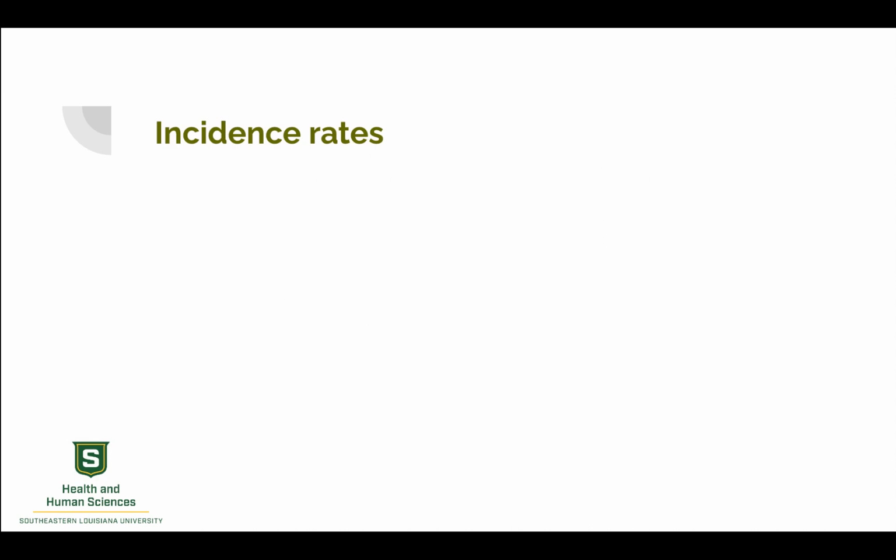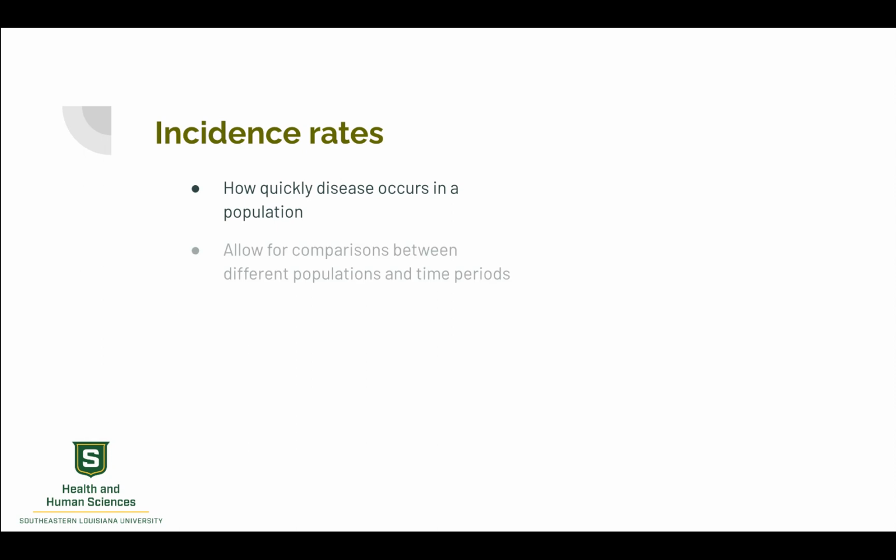So there are a number of standardized public health data. One is the incidence rate. With incidence rates, we are looking at things like how quickly a disease occurs in a population. And what that does is that it really allows for comparison between different populations and time periods. Incidence rate is one of those standardized metrics that can almost be applied in different settings and different diseases. So it is quite versatile in terms of how you can use it to collect data.